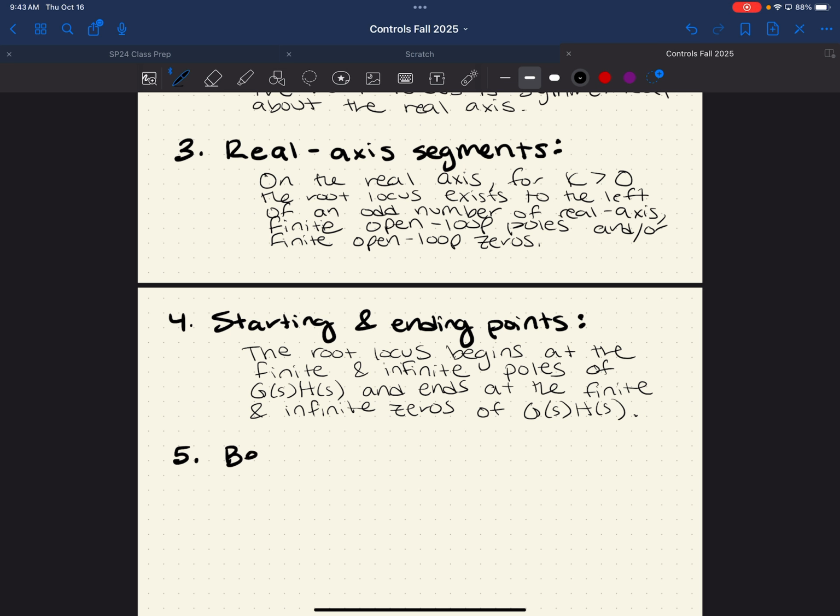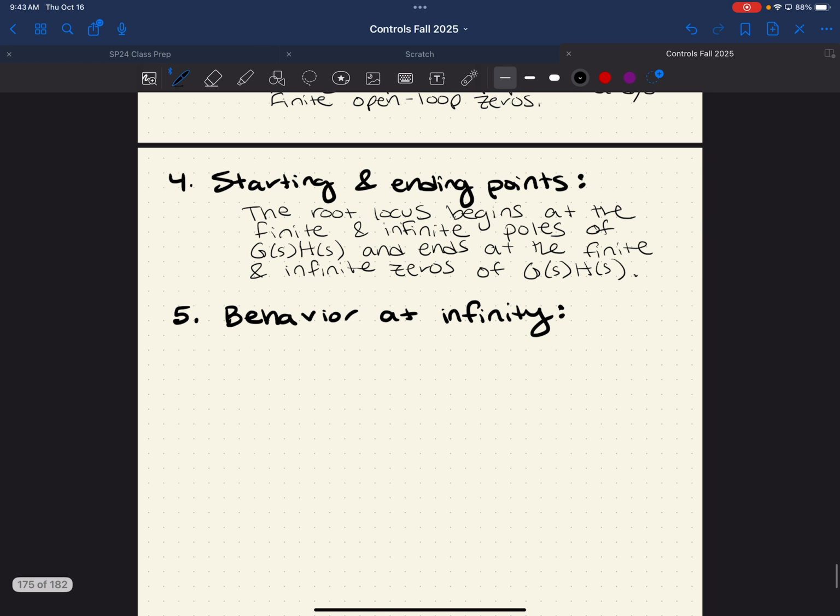Okay, so we're going to talk about behavior at infinity, which is one of the more complicated rules. And in fact, I'm going to use a little bit of an example to help us make it concrete. So let's consider an open loop transfer function. We'll say G equals K over S, S plus 1, S plus 2.